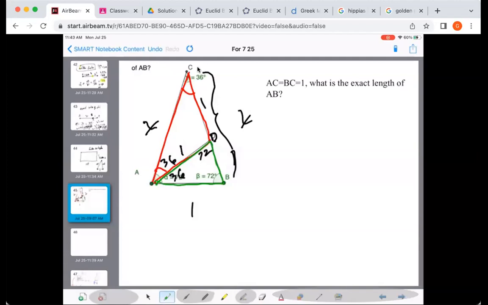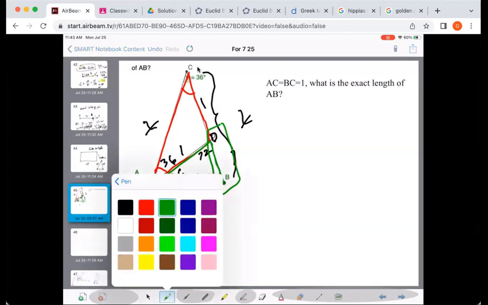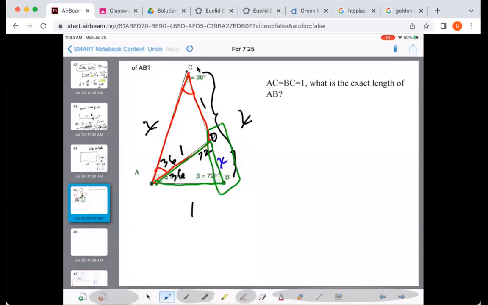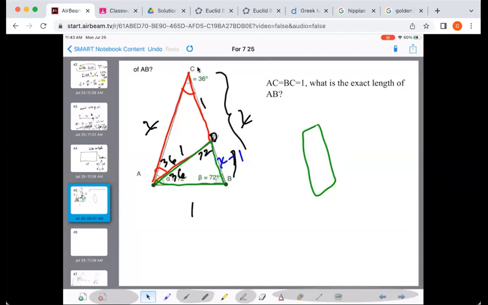Can someone tell me about DB? Can you say anything relevant about line segment DB, other than it's DB? You can type it in. Other than it's x minus 1. Yeah, that's it. We can call it x minus 1. And now we're ready. That was the key.